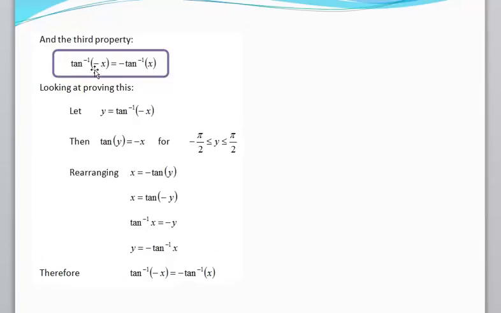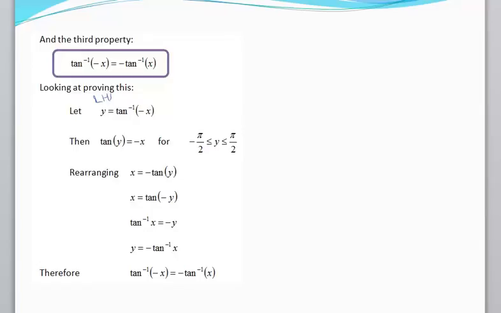And our third property here, we have our inverse tangent of negative x is equal to minus our inverse tangent of x. Looking at proving this, we look again at our left hand side. We let y equal inverse tan of negative x. We move our tan over: tan of y is equal to negative x in our range, negative pi on 2 is less than y is less than pi on 2.